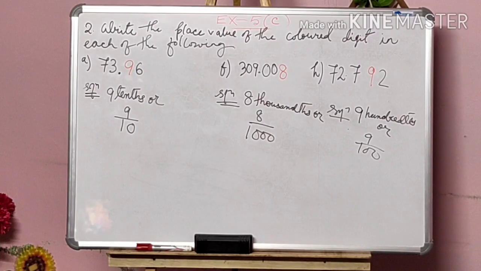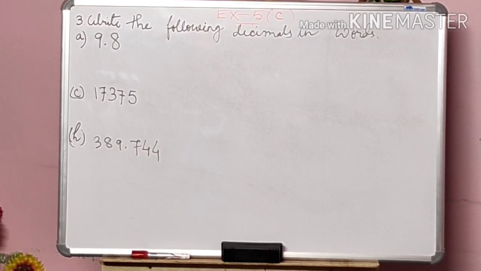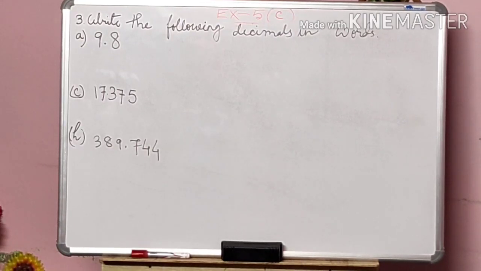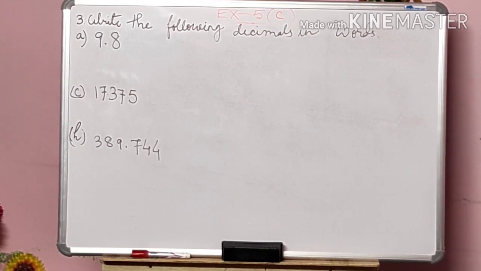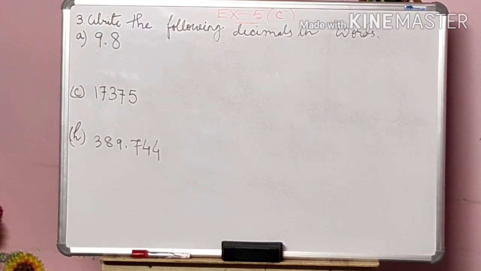In the next part we are going to do question number 3. Question number 3 says: write the following decimals in words. So we have to write these decimals in words. There are 2 ways to do it. What are the 2 ways? You just see this, 9.8. This can be written in 2 ways.